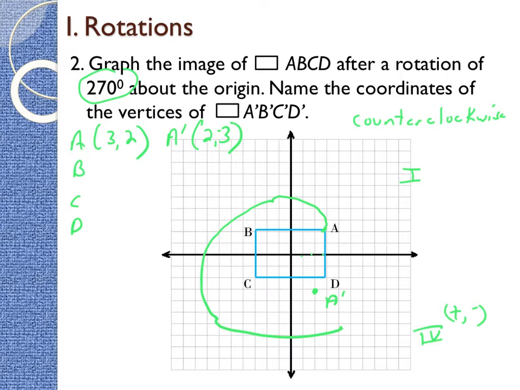Okay, B is going to be negative 3, 2. So when we go to B prime, it's crossing over 1, 2, 3. It's going to the first quadrant. So you're going to reverse. And so that one's going to be 2, 3. So there's our B prime.